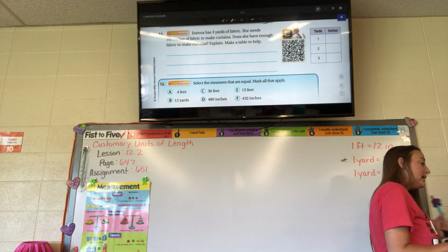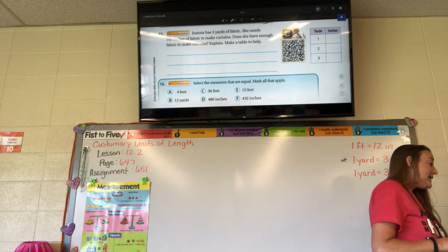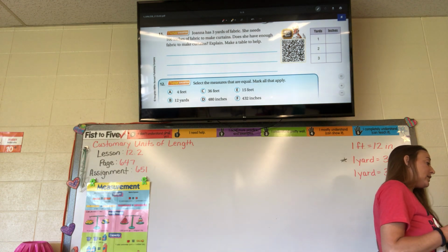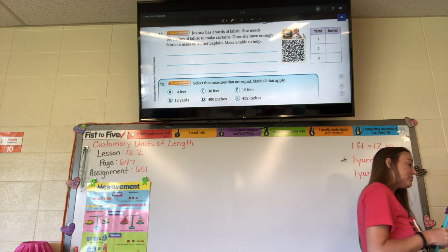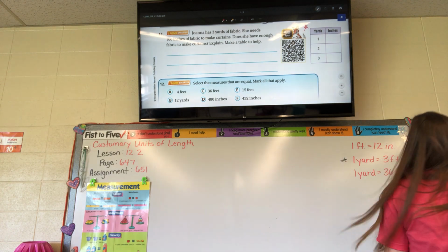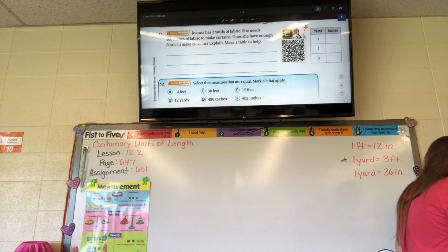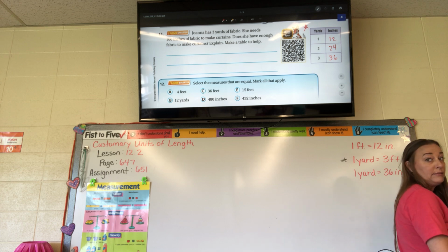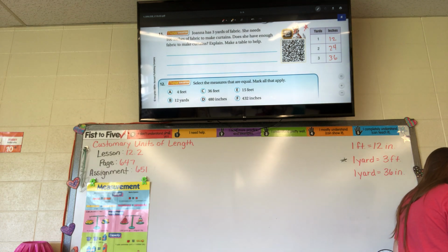Joanna has 3 yards of fabric. She needs 100 inches to make curtains. Does she have enough? Explain. Make a table to help. So they want us to make a table over here. 1 yard equals 36 inches, 2 yards equals 72 inches, and 3 yards equals 108 inches. So she needs 100 inches. Does she have enough? Not even close. Poor Joanna.